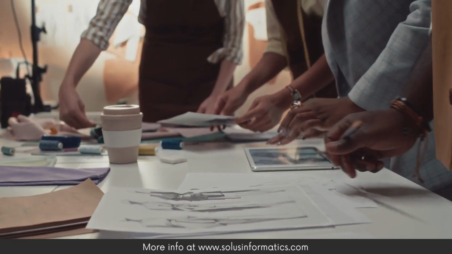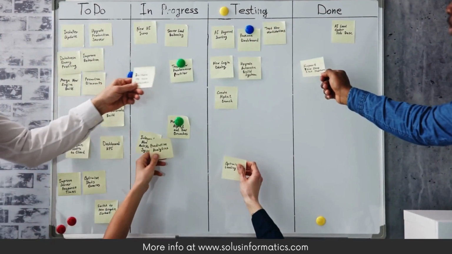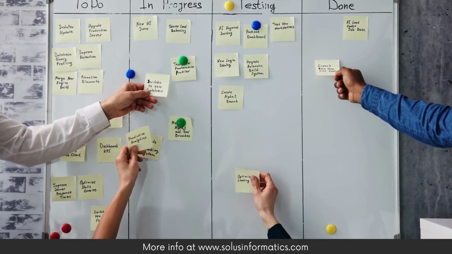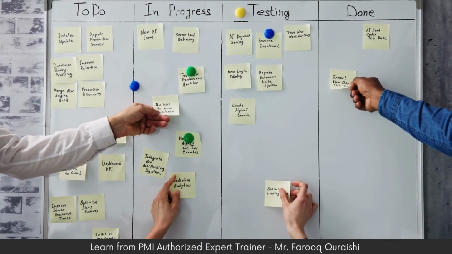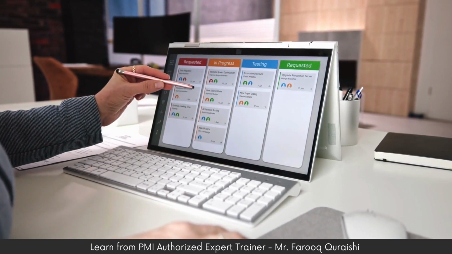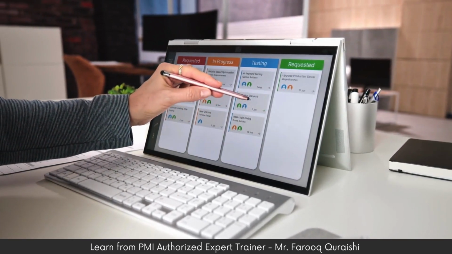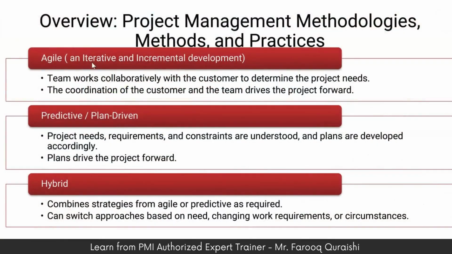If you're using a predictive approach to make a bicycle, you collect all the requirements, make the bicycle, and put it in front of the customer. So the agile methodology is used in project management in dental offices, process improvement projects, agile based learning. So when we say agile methodology, agile is an iterative and incremental approach.